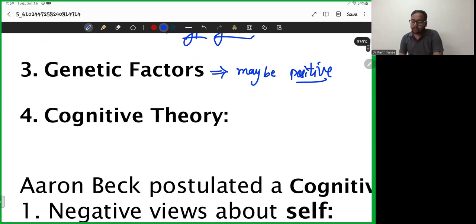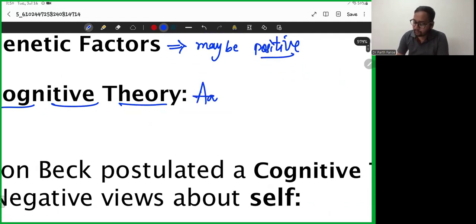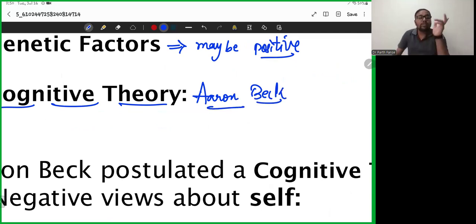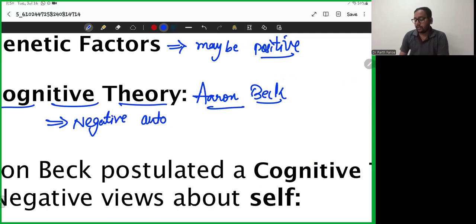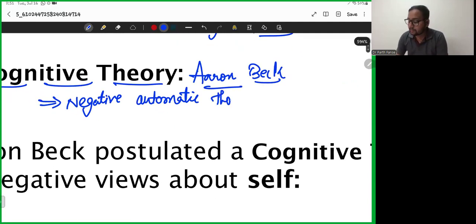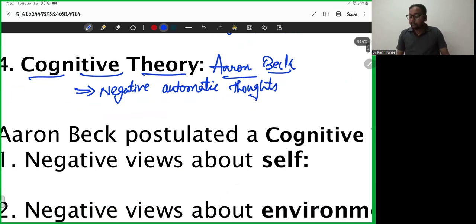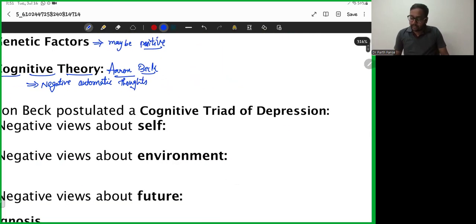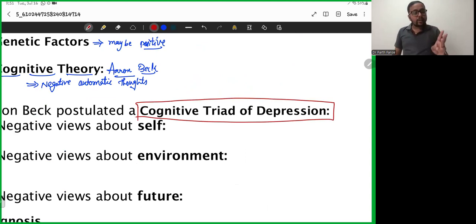Then there is cognitive theory. Cognitive theory was given by a scientist named Aaron Beck, who explained negative automatic thoughts. Aaron Beck stated in cognitive theory about negative automatic thoughts. So what did he postulate? He postulated the cognitive triad of depression. There were three things he stated.